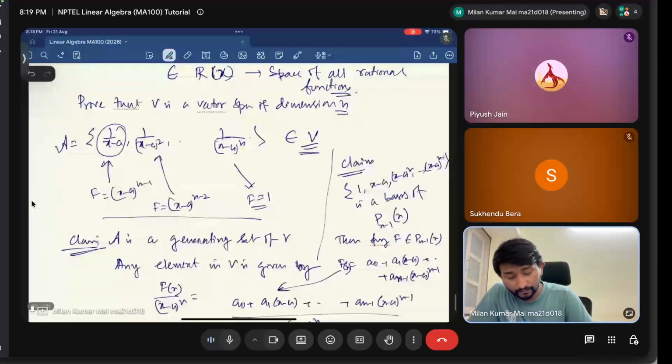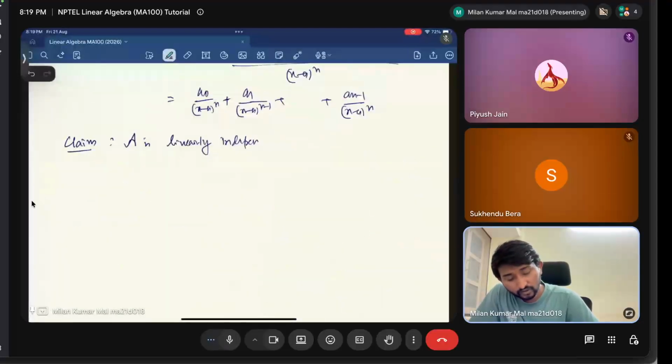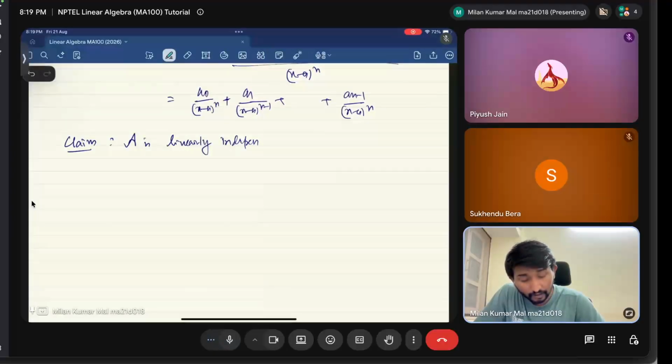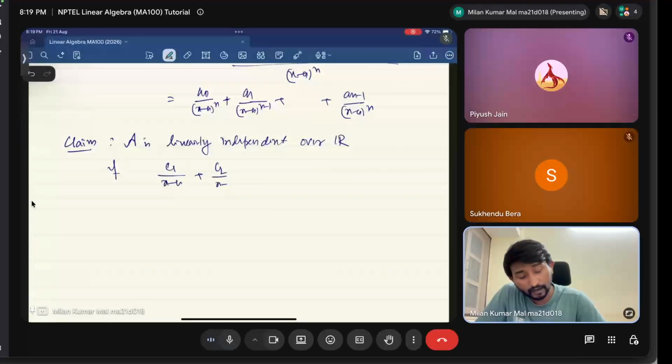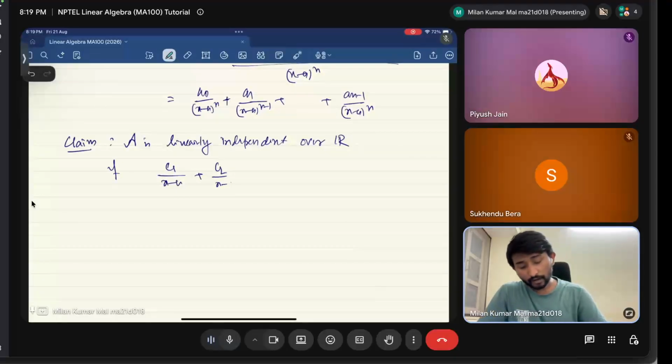So now the claim: script A is linearly independent over the field of real numbers. If the summation of c i times its element, that is c1 by x minus a, c2 by (x minus a) square, plus all the way cn by (x minus a) to the power n, is equal to 0, then I have to prove that all of c1, c2, up to cn have to be 0. How can one get this?